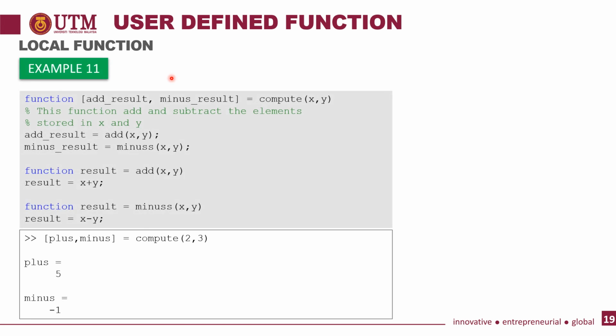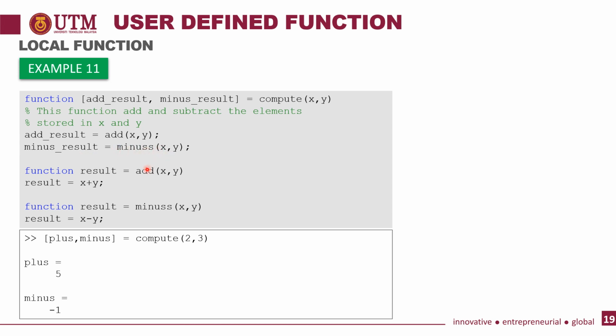So this is the example of a local function inside a function file. Your main function returns two outputs, result and minus result, and your function name is compute. So your M file must be renamed as compute.m. This is the variable result, and we call a local function here, and we initialize another variable called minus result, and we call a local function minus here.